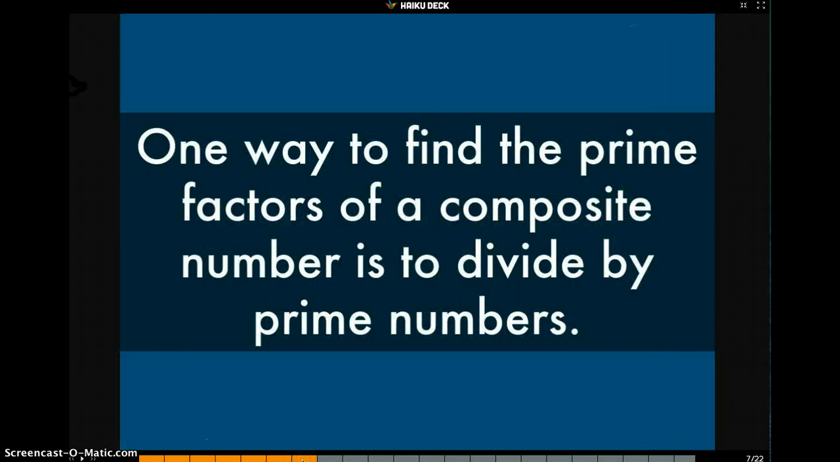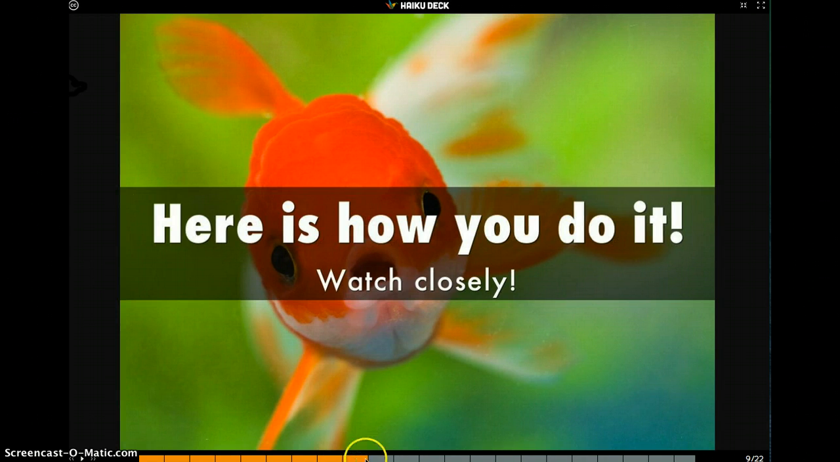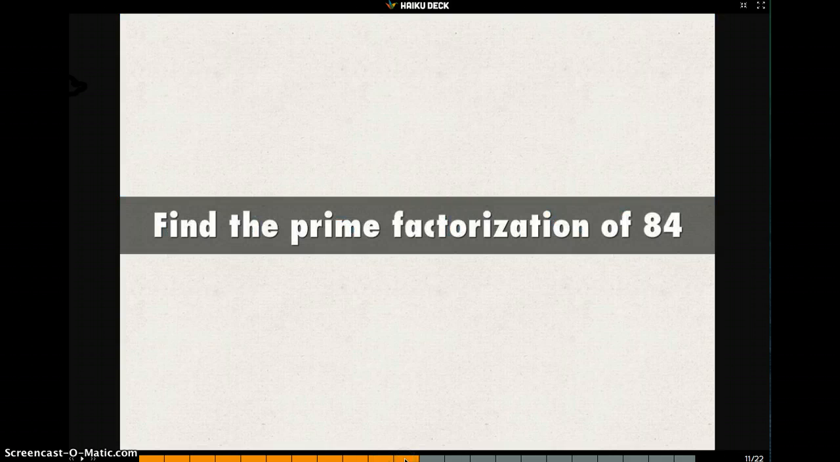One way to find the prime factors of a composite number is to divide by prime numbers. So when we break it down, it's going to look something like this. So here's how we do this. To find the prime factorization, we're going to do 84. We're going to take 84 and think about what factors multiply together to get 84.